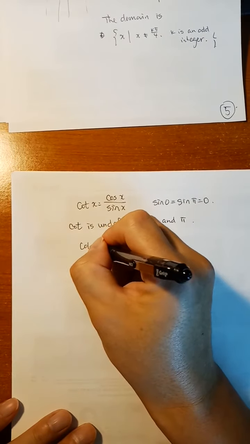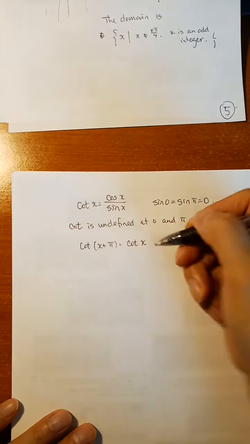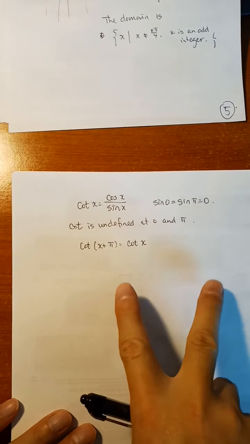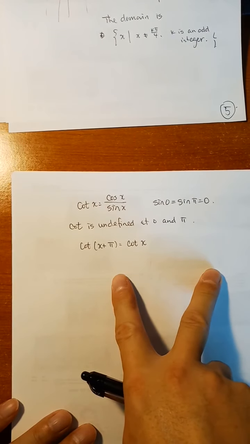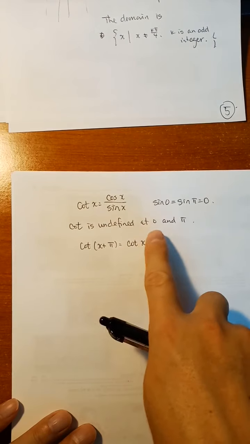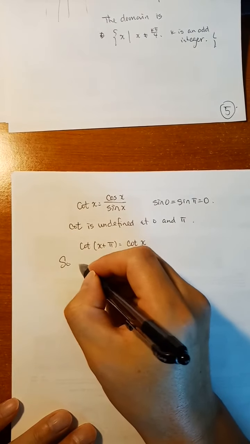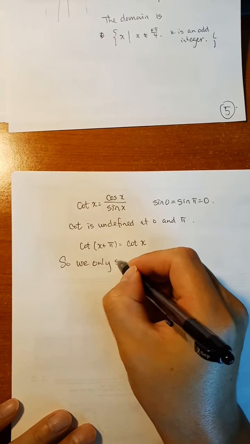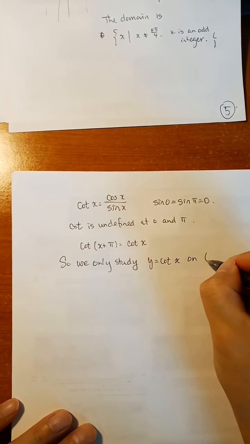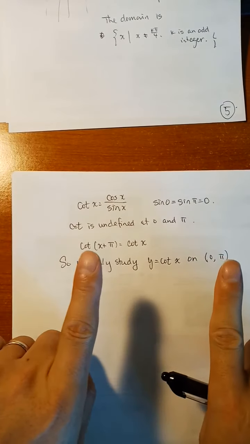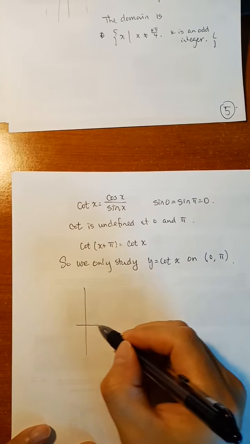And also, the cotangent function is a periodic function with a fundamental period pi. So like the tangent function, we only need to graph the cotangent function over an interval with length pi. Now the cotangent function is not defined at 0, not defined at pi, so we only study y equals cotangent of x between 0 and pi. Those 2 points give us the bounds of the domain.